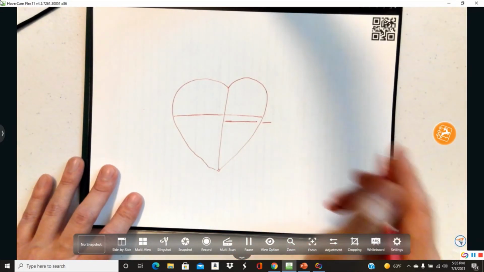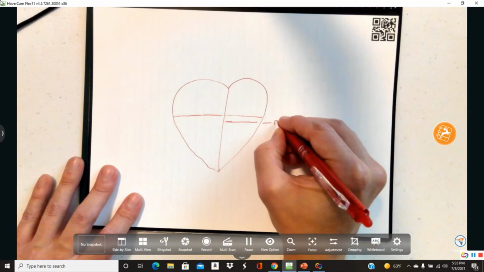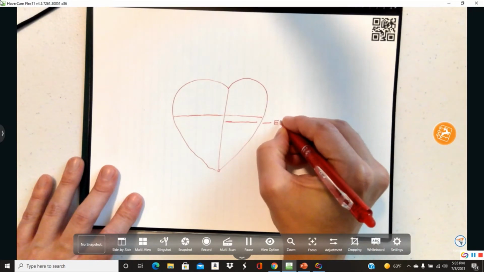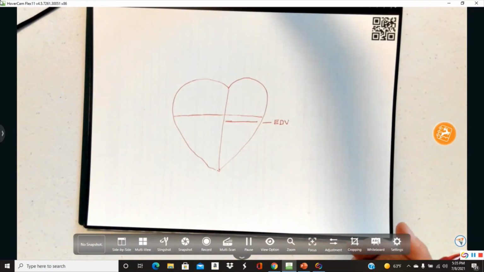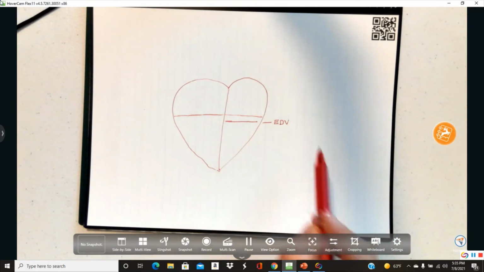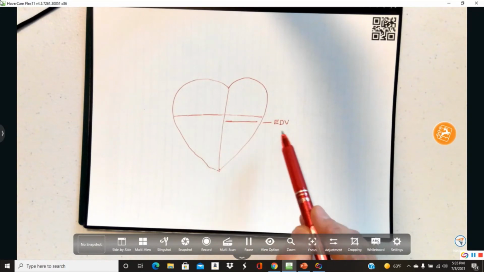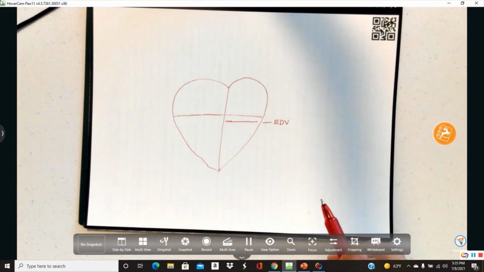That blood is called the end diastolic volume, the amount of blood in a ventricle at the end of ventricular diastole, hence end diastolic volume, the volume of blood in the ventricle at the end of diastole of the ventricle, okay, end diastolic volume.